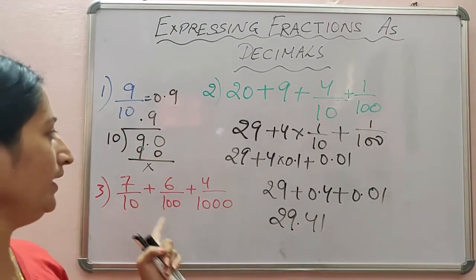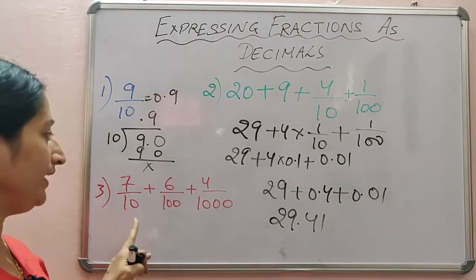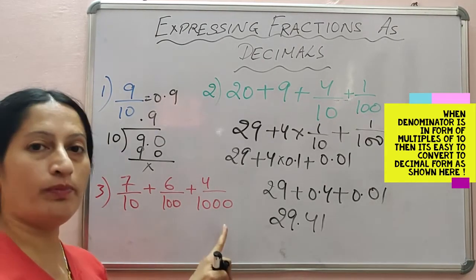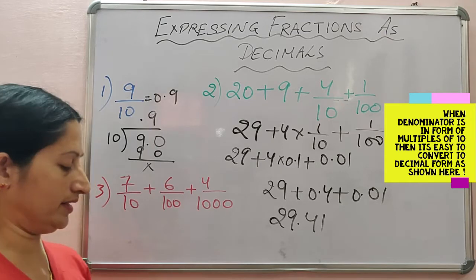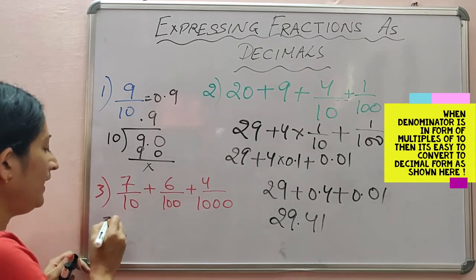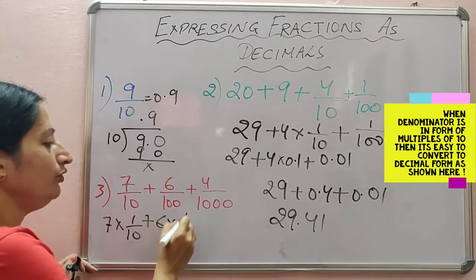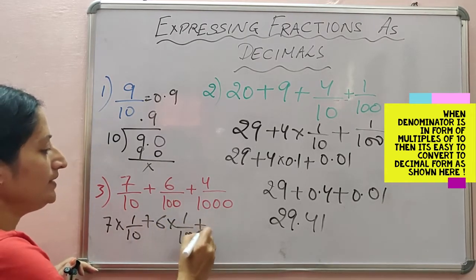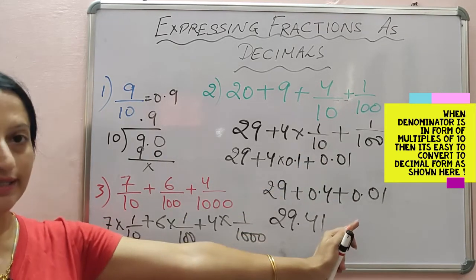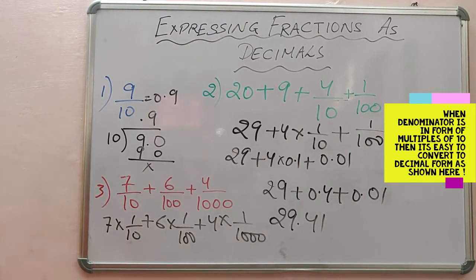Okay, now let's go to the next problem. Our next problem is 7 by 10 plus 6 by 100 plus 4 by 1000, that is 4 thousandths. Now how to do it? We will do it like we did in this sum also. We will have 7 into 1 by 10 plus 6 into 1 by 100 plus 4 into 1 by 1000. I hope you have understood this. In the same manner we will proceed here. So let's do this after rubbing some parts.